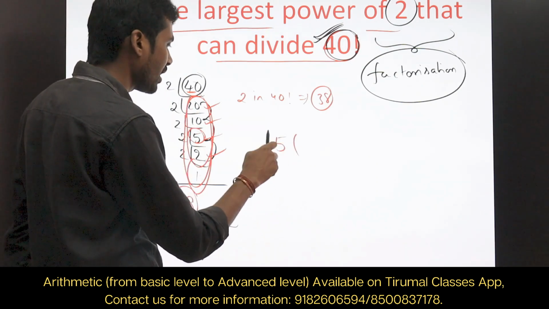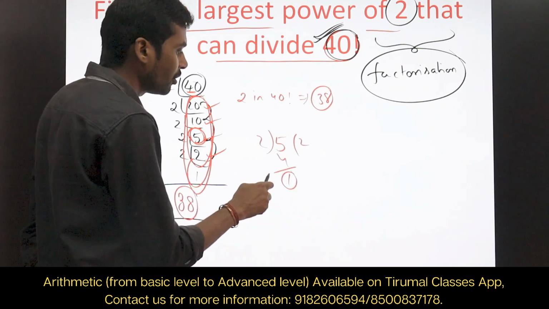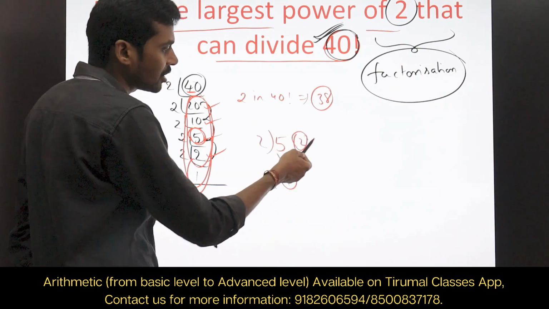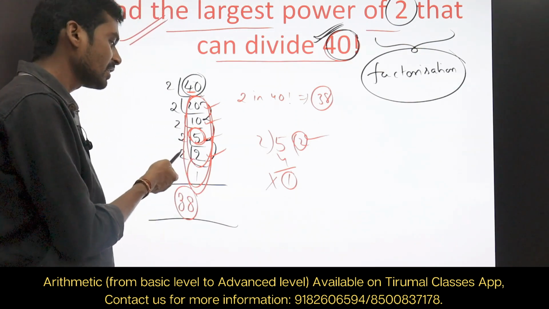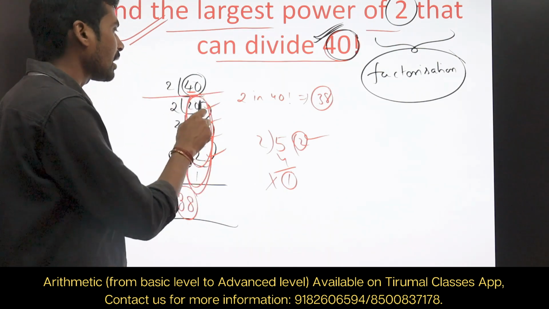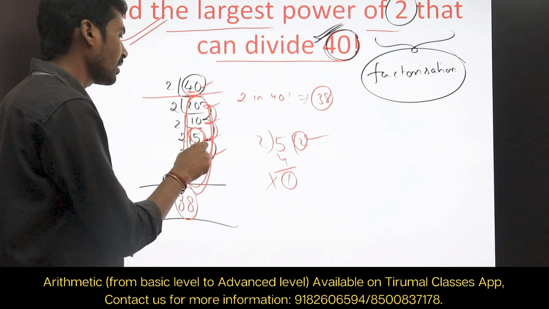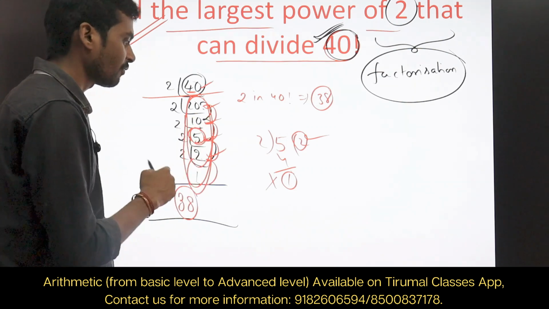Now you divide this 5 by 2. 2 2s are 4, remainder is 1. We don't mind the remainder, we always take the quotient part only. So what is the quotient? The quotient is 2. So again divide this number by 2, 2 1s. So the final answer is the sum of the remaining numbers except this number: 20 plus 10 plus 5 plus 2 plus 1. So what is the final answer?